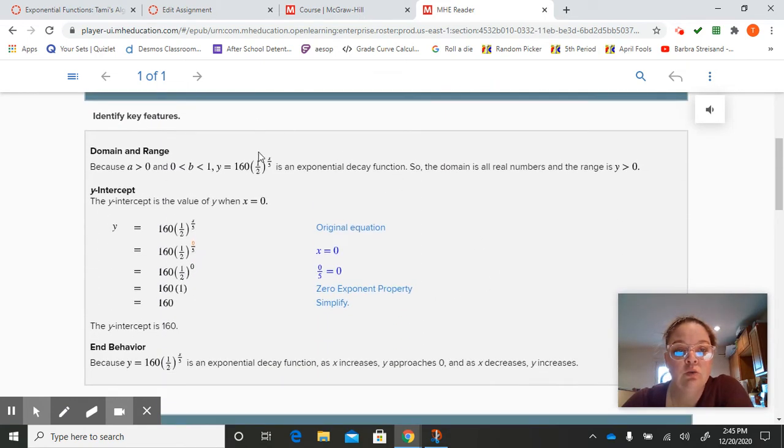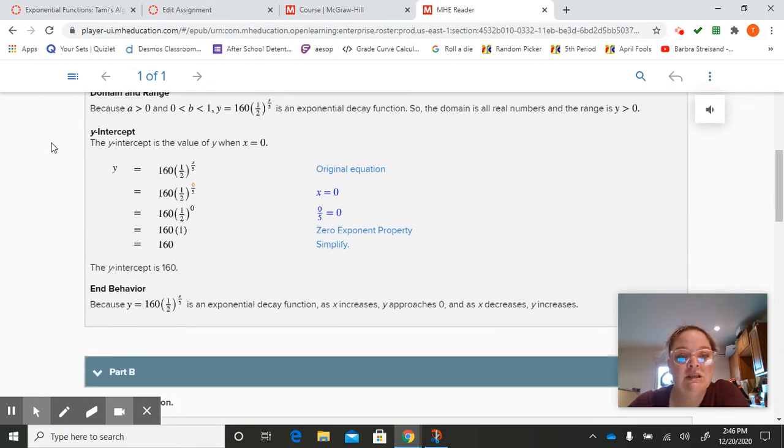So in our equation here, a is greater than 0, b is between 0 and 1, right? So this is an exponential decay function. The domain is all real numbers, and the range is y greater than 0.